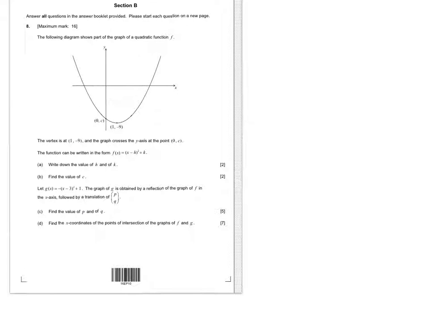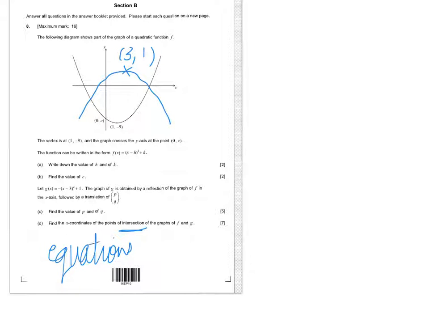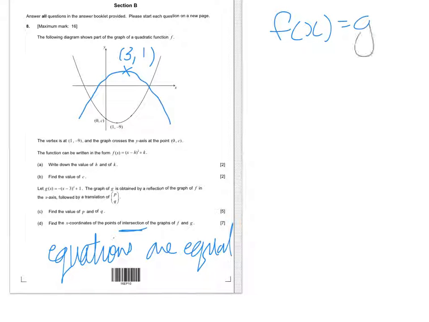Part D is find the intersection of the graphs of f and g. So I'm going to just sketch g again. I don't think it's going to be useful, but we know that its vertex is at 3, 1. Graphs intersect when their equations are equal. So this is a case of solving the equation f of x equals g of x.